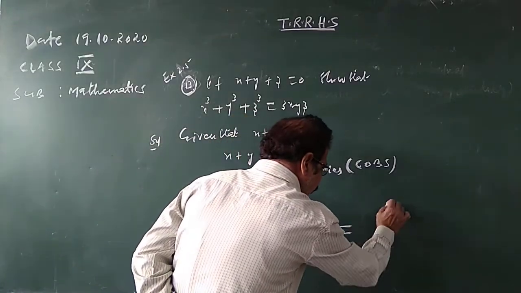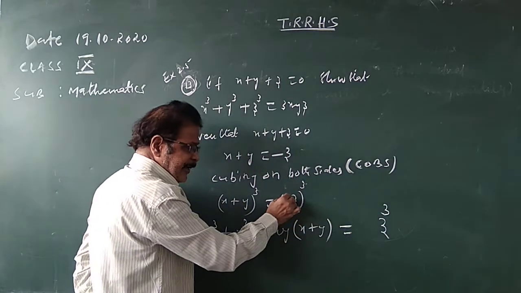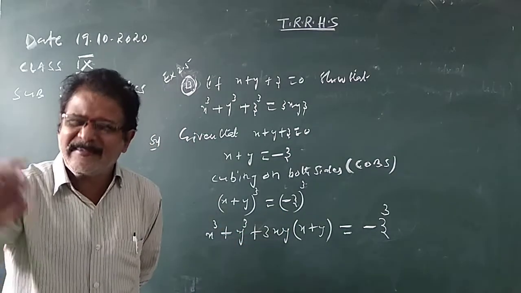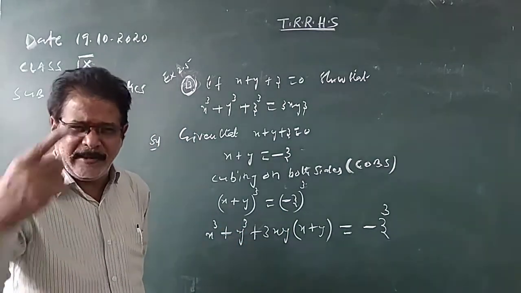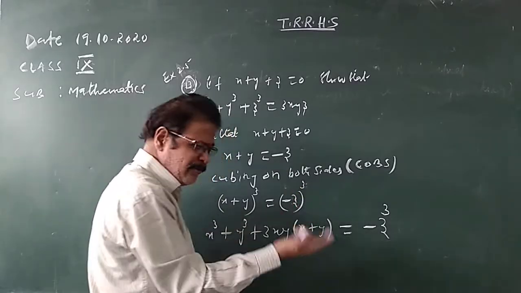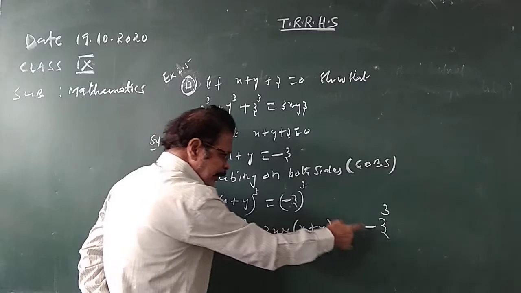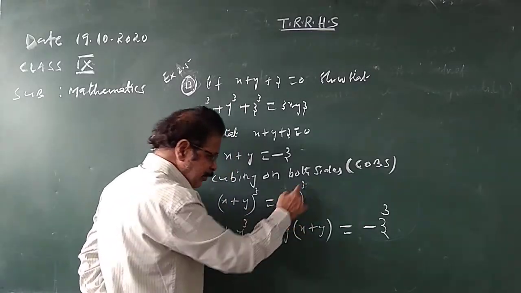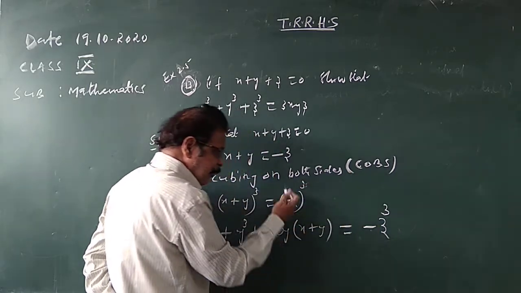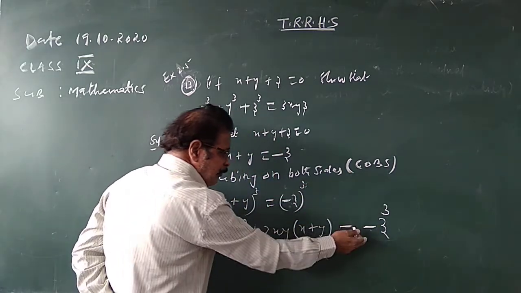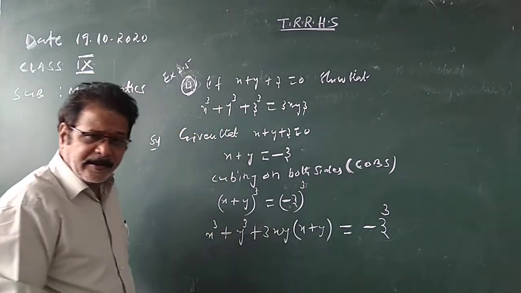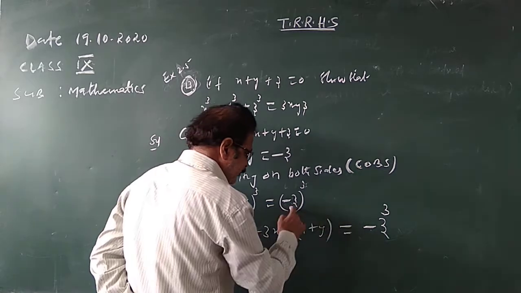Minus z whole cube is minus z cube. Inside, minus is there and the power is an odd number, so minus will come. Minus 2 cube is minus 8. If the power is an even number, like 4, plus z to the power of 4 will come. So, minus z cube.